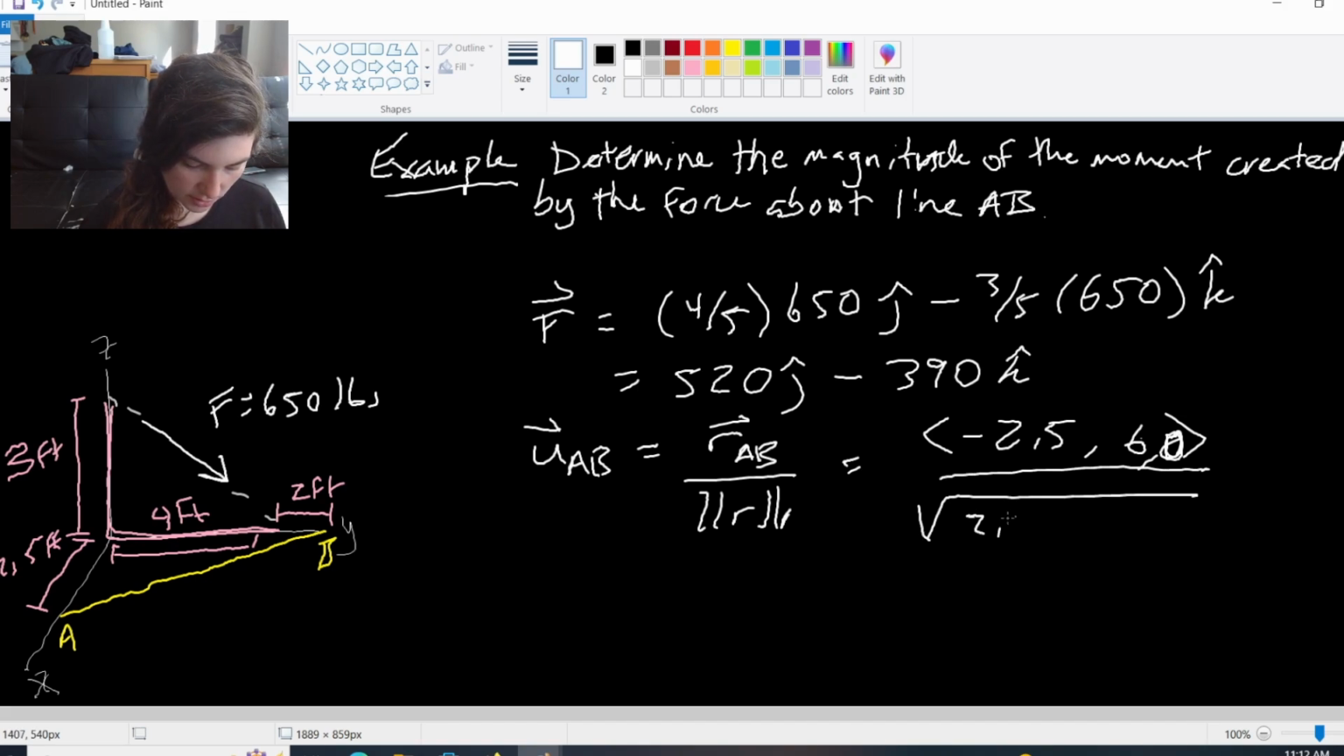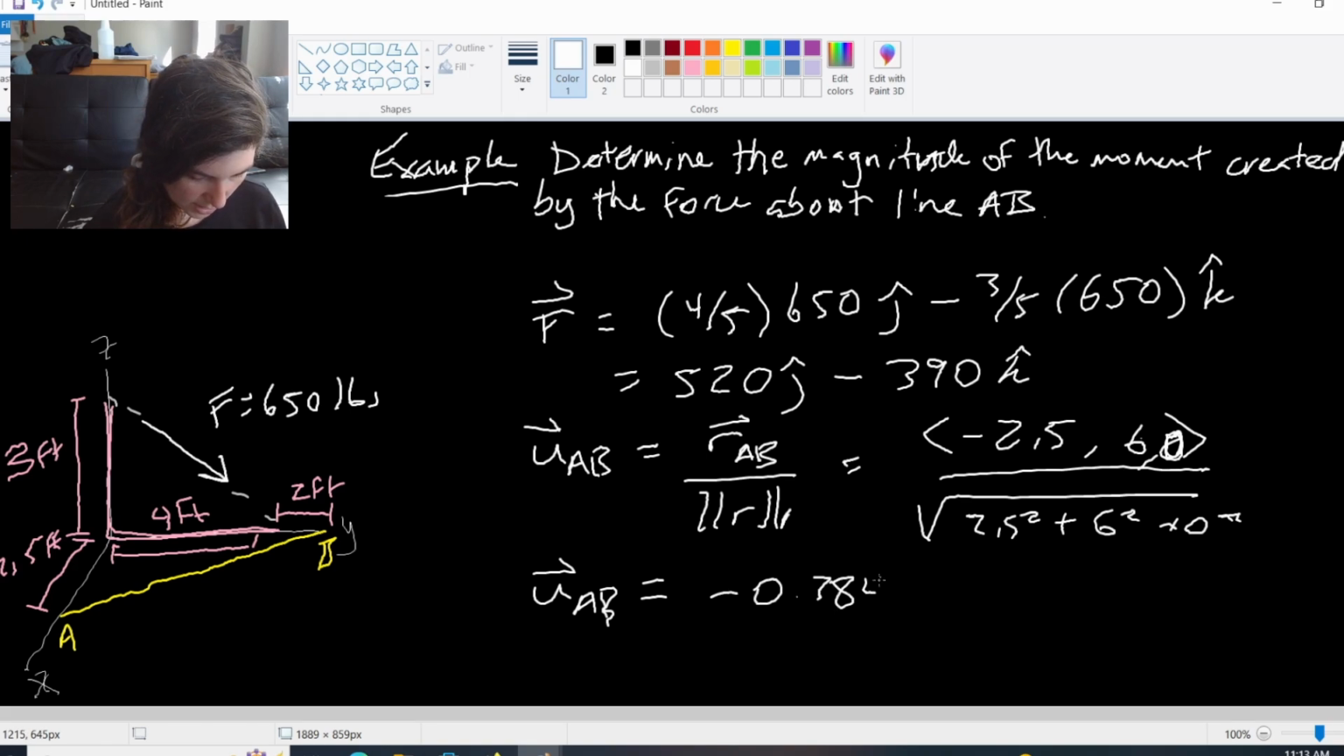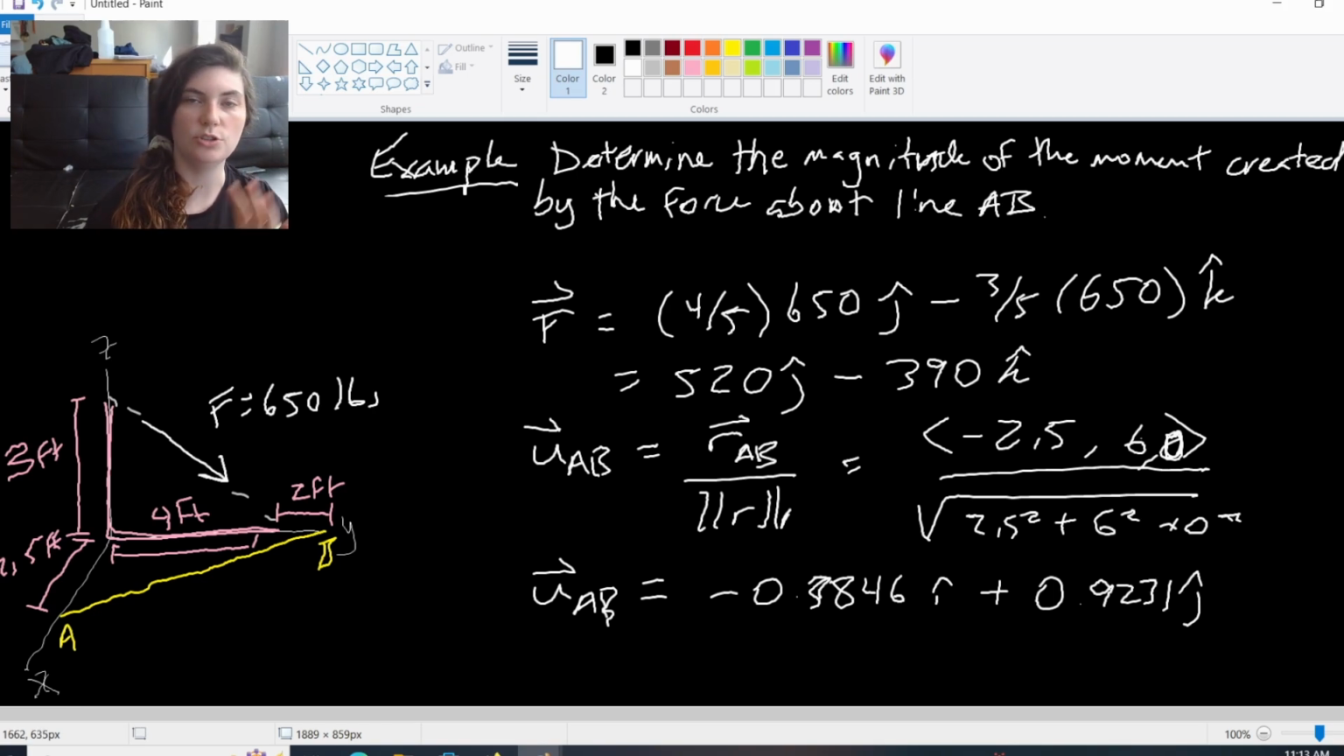And then, of course, to get the magnitude, I take the square root of the squares. So 2.5 squared plus 6 squared plus 0 squared. And I'm going to get a unit vector when I plug that into my calculator of negative 0.3846 i hat, right, x component, plus 0.9231 j hat. That's our y component, and there's no z component. So this is our unit vector that defines the axis.